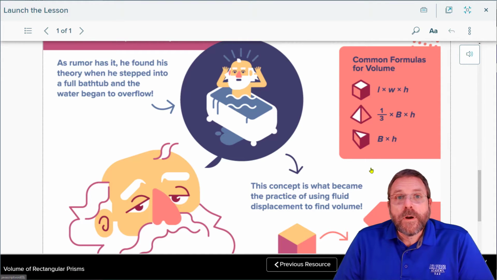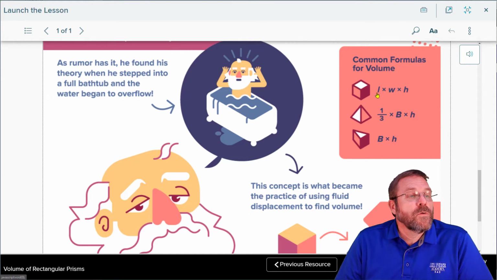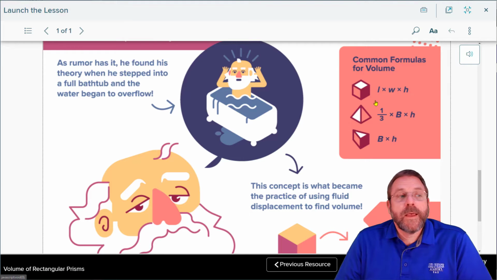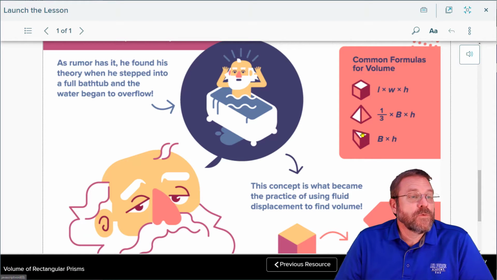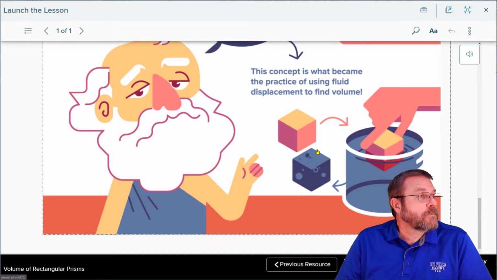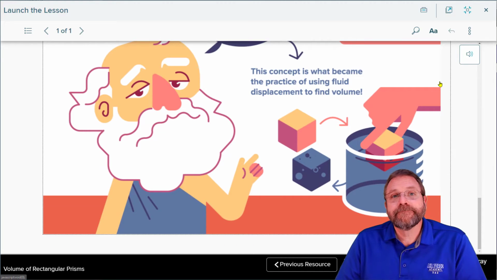There's also a number of common formulas for finding volume. You could use length times width times height for a rectangular prism. You could use 1/3 times base area times height for a pyramid. And you could use base times height for any prism, including the base area, that's capital B for base area, times height for any prism. That includes a triangular prism here. And that's it for that piece of information.